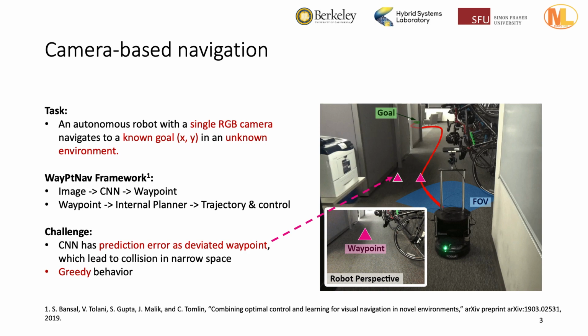It maps the current image, speed, and goal position to a waypoint using a convolutional neural network. Then a model-based planner plans a smooth spline trajectory to the waypoint and generates control commands for the robot. However, due to the CNN's prediction error, the robot often predicts a deviated waypoint, which often leads to collision in narrow spaces. Also, the robot shows greedy behaviors and often cuts the corner.